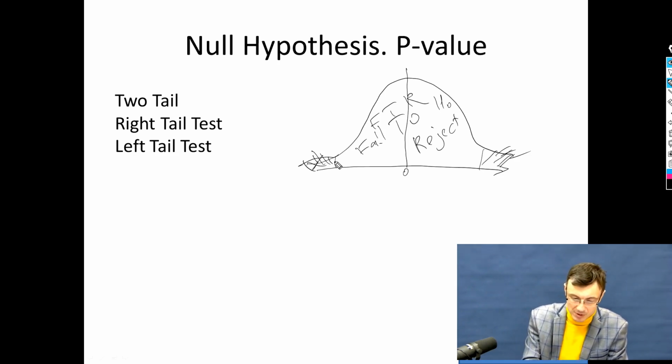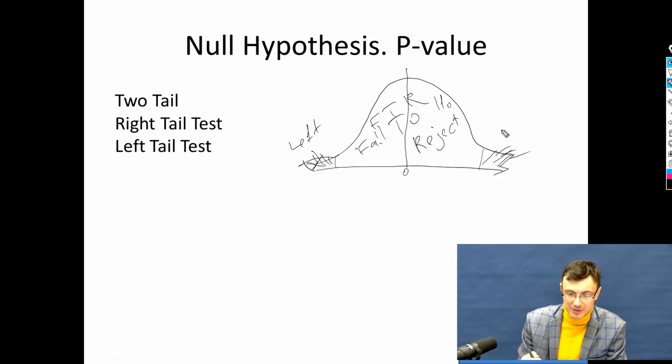So this will be if only to the left, the left-tail test, then to the right, the right-tail test, and if we use the mean value of our samples, then we use the two-tailed test.